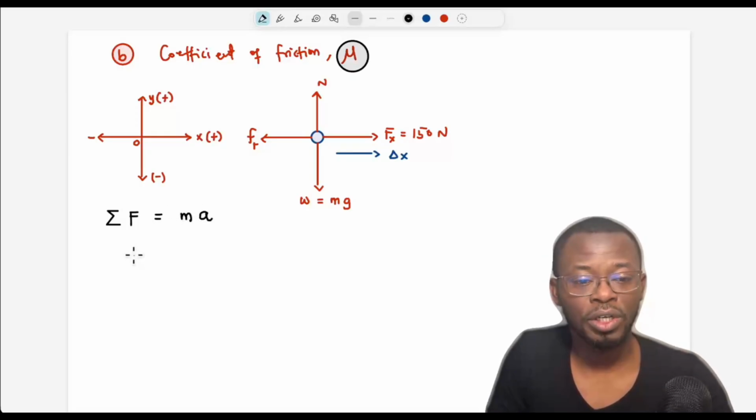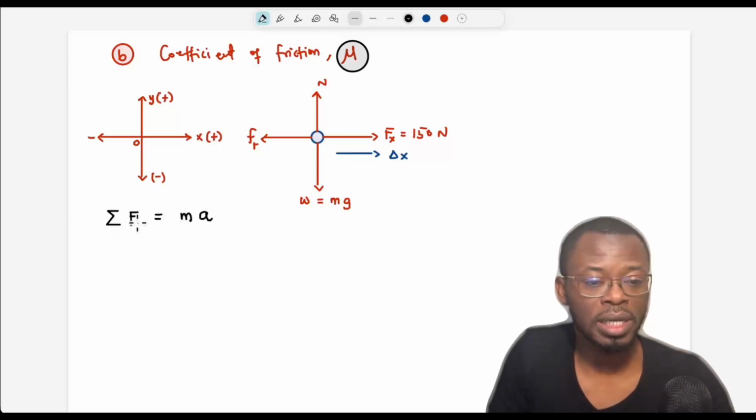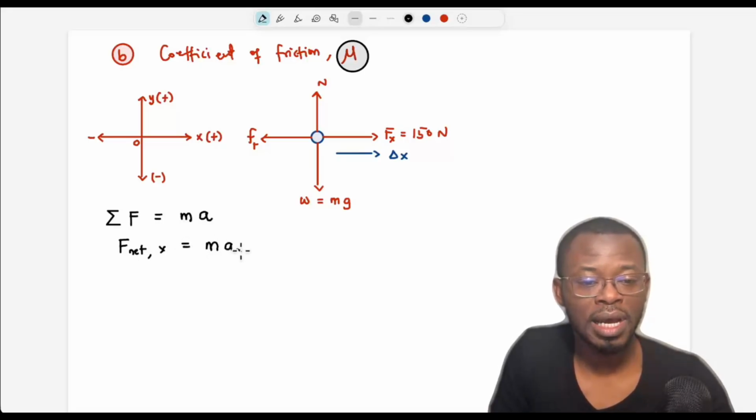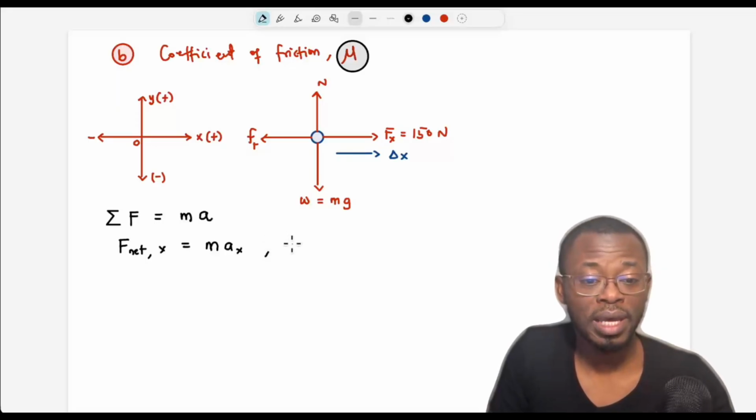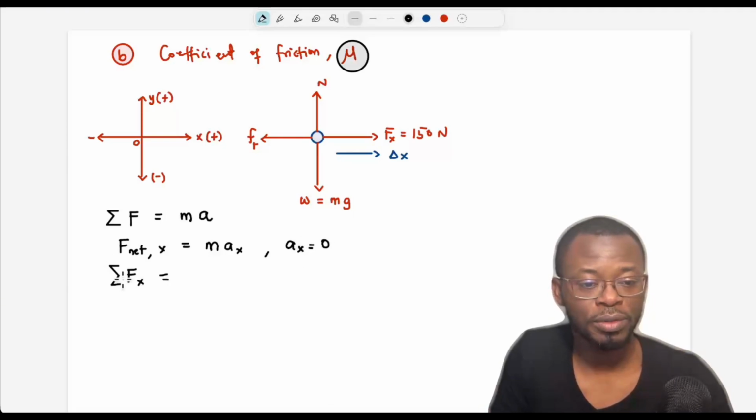In this case, for the horizontal case, we know that Newton's law says the F net in the horizontal direction should be equal to the mass times the horizontal acceleration. However, we know acceleration in this case is 0 because the crate was moved in a constant speed motion. So the acceleration along the horizontal direction is 0, so the net force, the sum of all the forces along the horizontal direction, is equal to 0.